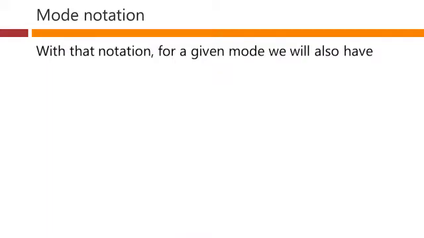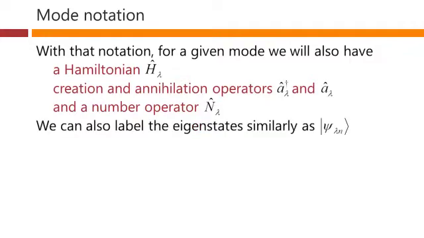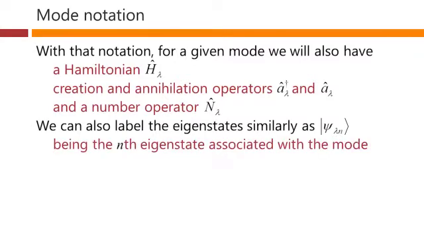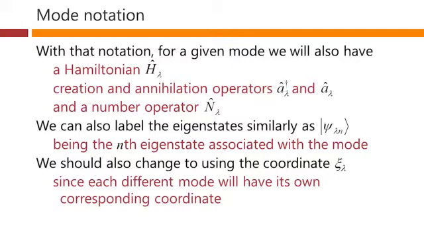With that notation, for a given mode, we'll also have a Hamiltonian, which we index now with lambda, creation and annihilation operators, also indexed with lambda, and a number operator, indexed with lambda. We can also label the eigenstates similarly as psi lambda n, with this being the nth eigenstate associated with this particular mode, lambda. And we can also change here to using a coordinate xi sub lambda instead of just xi, since each different mode will have its own corresponding coordinate.